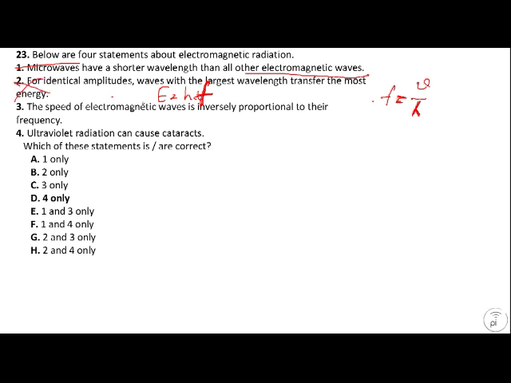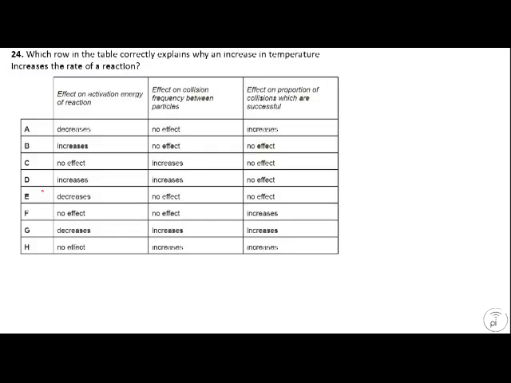The speed of electromagnetic waves is inversely proportional to their frequency. Мы знаем формулу V равно frequency лambda, они прямо пропорциональны. Поэтому это тоже неправильно. Ultraviolet radiation can cause cataracts. Это правильно. Можете прочитать в интернете, это связано с глазом.